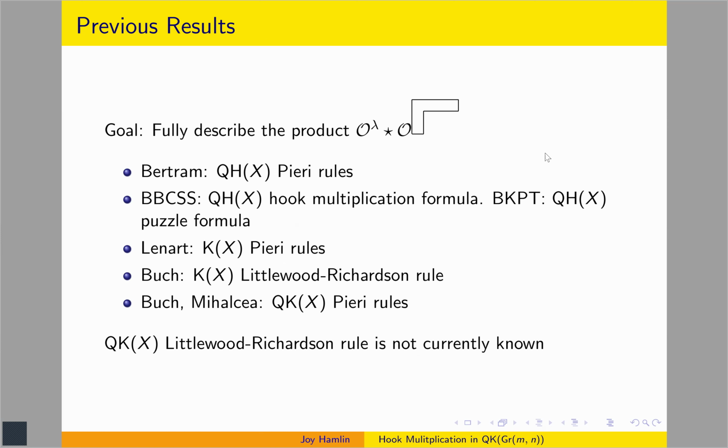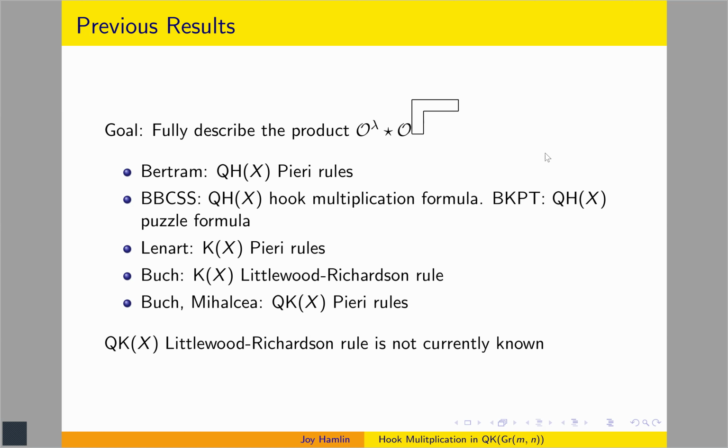Benedetti, Bergeron, Colmenario, Soliola, and Satilla found a hook multiplication formula. Buch, Kresch, Perpu, and Tamvakis found a puzzle formula. In K-theory, Leonard found Pieri rules and Buch found a Littlewood-Richardson rule. And in quantum K-theory, Buch and Mihalcea found quantum K-theoretic Pieri rules. But a quantum K-theoretic Littlewood-Richardson rule is not currently known.